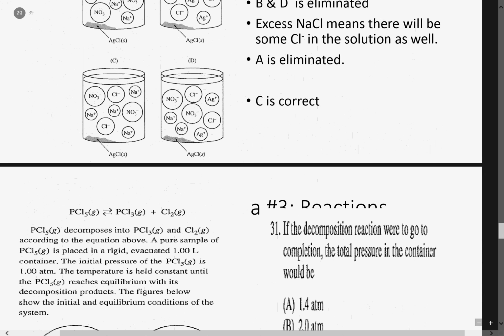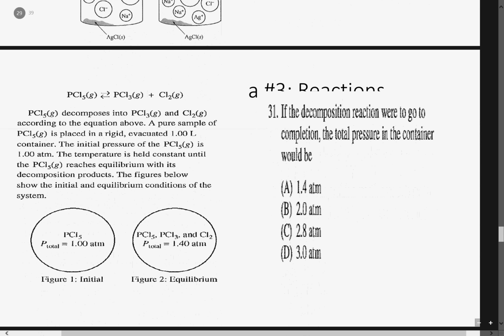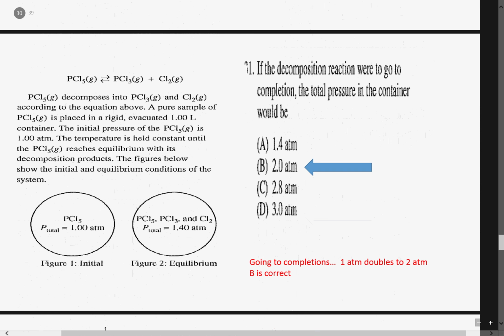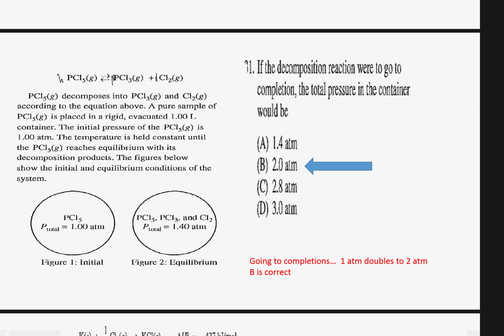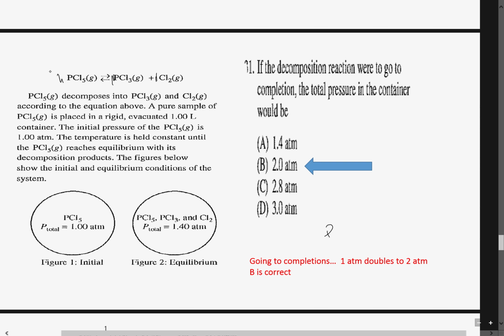And let's move on. All right, so this is a reaction that says we have 1 atmosphere of this reaction, starting out at 1 atmosphere. If the reaction were to go to completion, what would be the total pressure inside the container? Well, in this case, because we have 1 mole going to 2 moles, 2 particles, the number of particles will double, and therefore the pressure will double for a given temperature and volume. So the answer is 2 atmospheres.